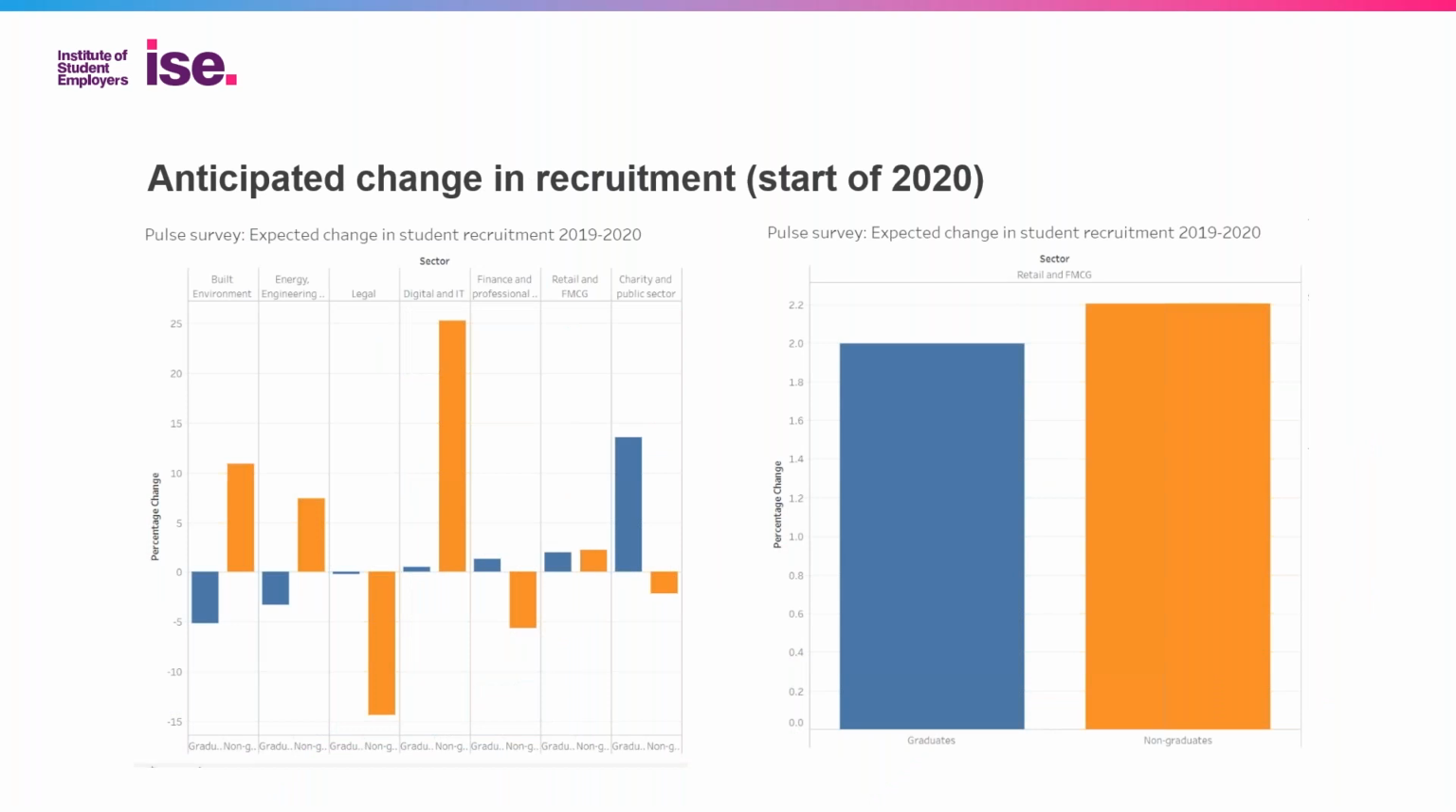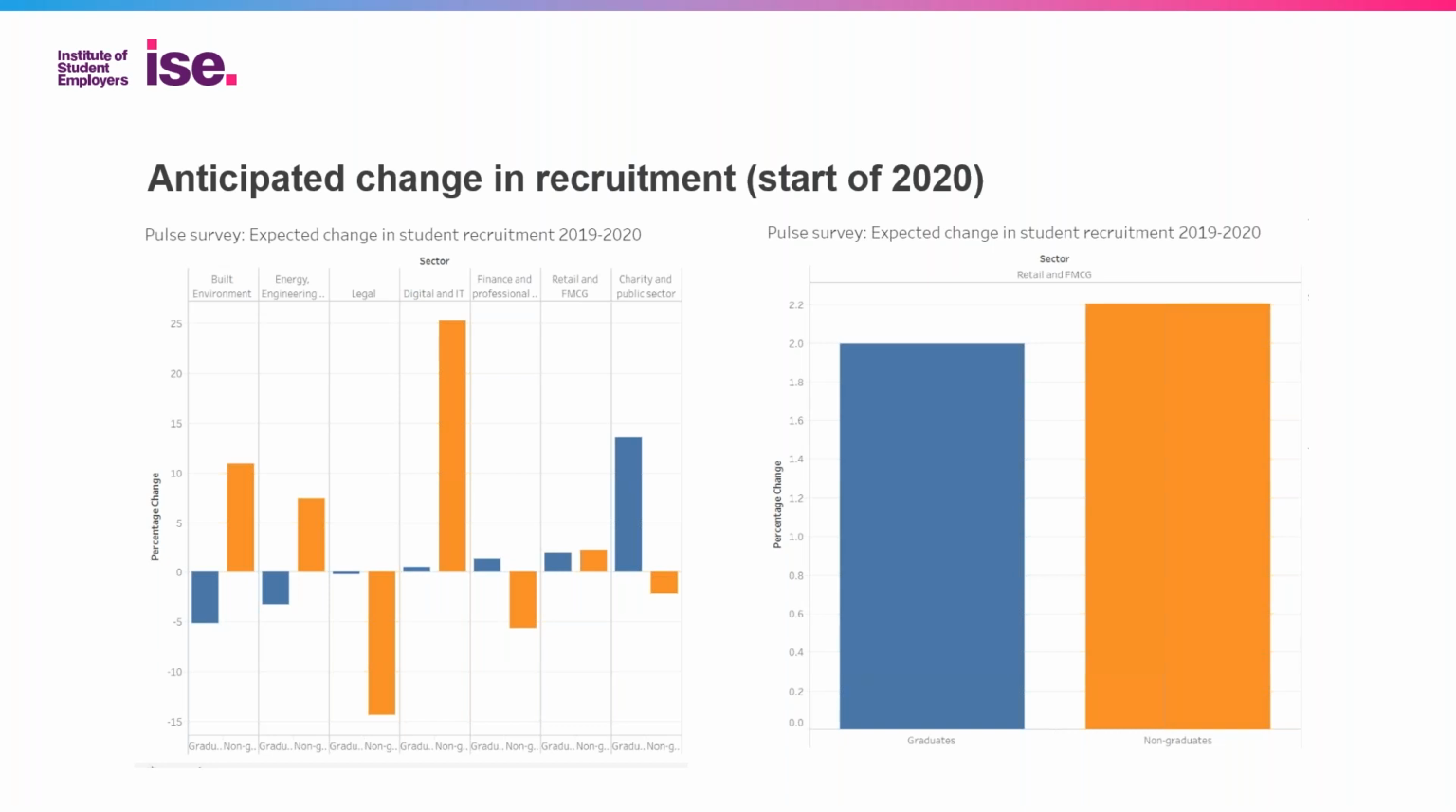So we then look at the anticipated change in recruitment, and this again is at the start of 2020, and I'm going to talk about why this isn't an accurate picture later on. But at the beginning of 2020, we said, how do you think your recruitment is going to turn out by the end of the year? And on average, there was variation by sector, but on average, people were saying that they were going to see small growth, so 2 or 3% of growth.